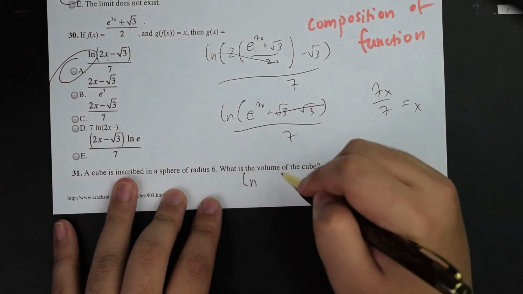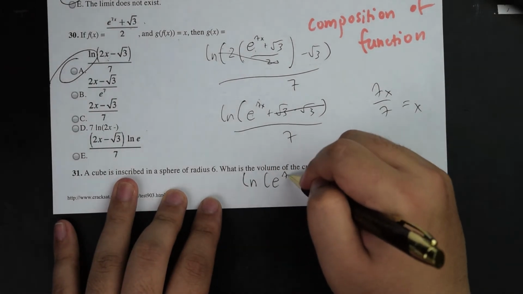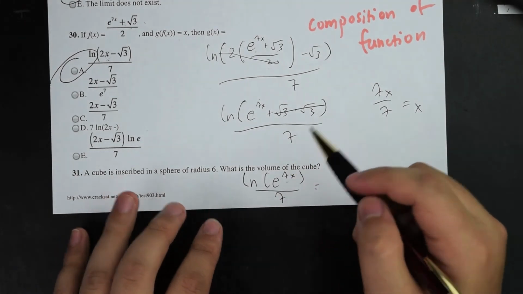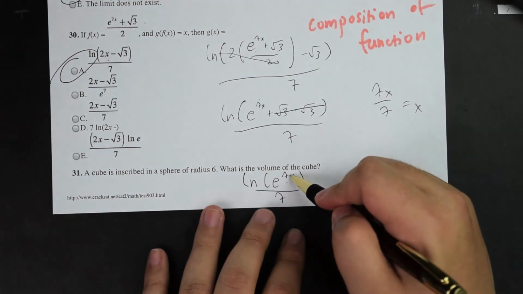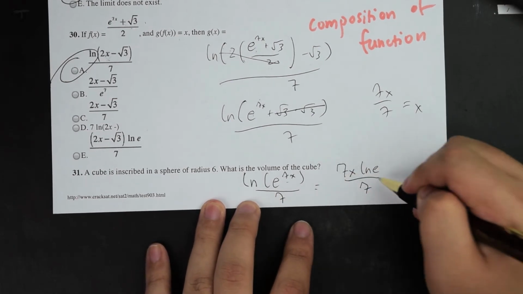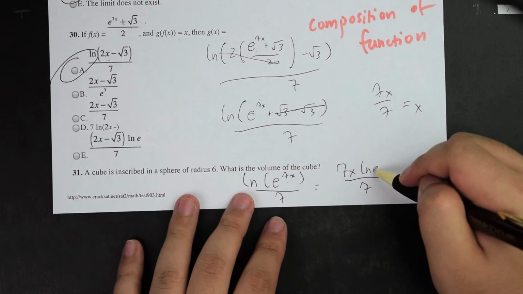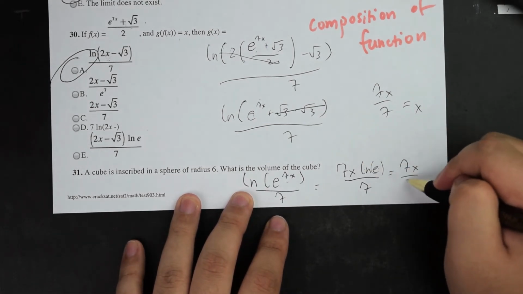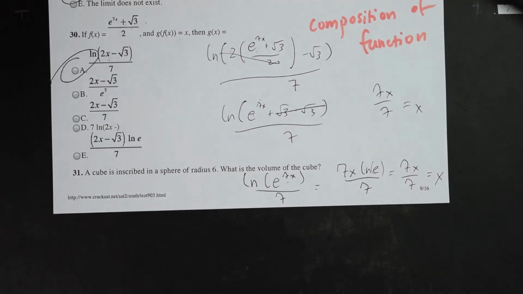I actually wrote ln of e to the 7x, divided by 7. And you have to understand that by the rules of logarithms, I could bring this 7x down. So it would be 7x times ln of e, over 7. But ln of e, we know the property for logs is that ln e becomes 1. So it'll just be 7x over 7, which is how I was able to get to the answer x. It's not always the case that I'm able to get to this answer so quickly, but I was a little bit lucky that A was the answer.